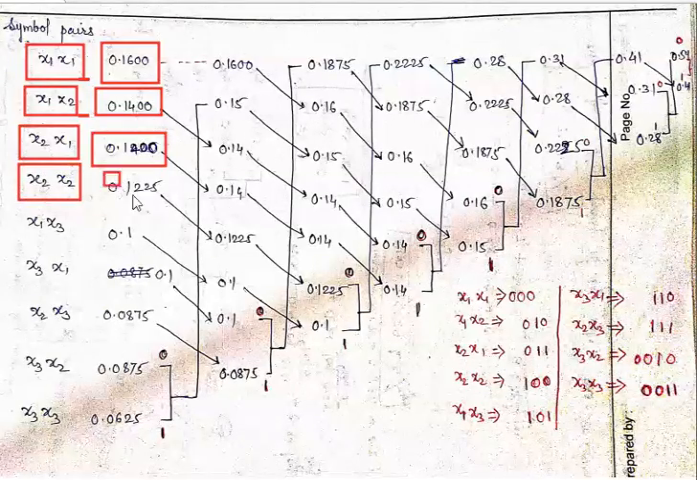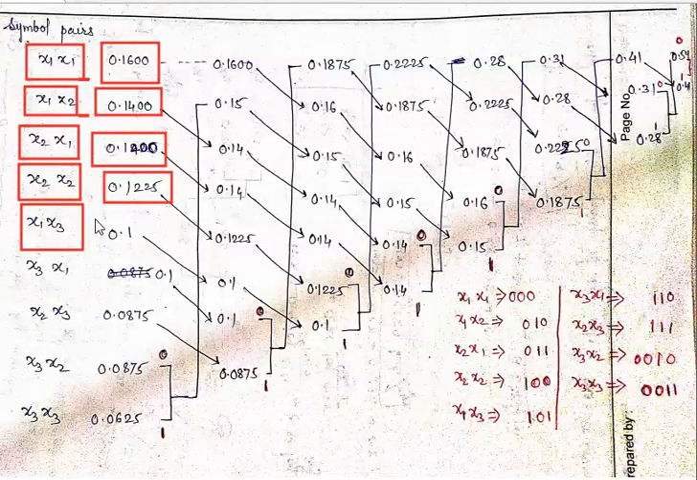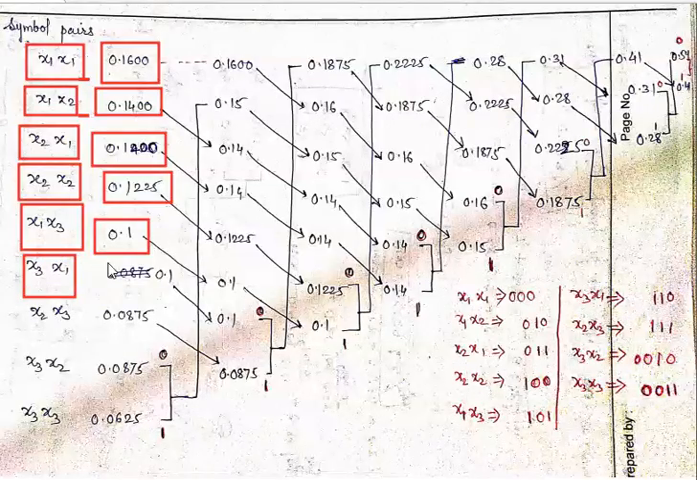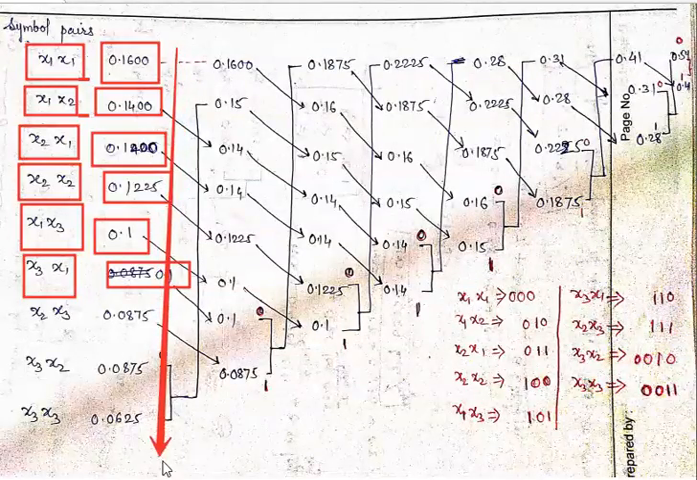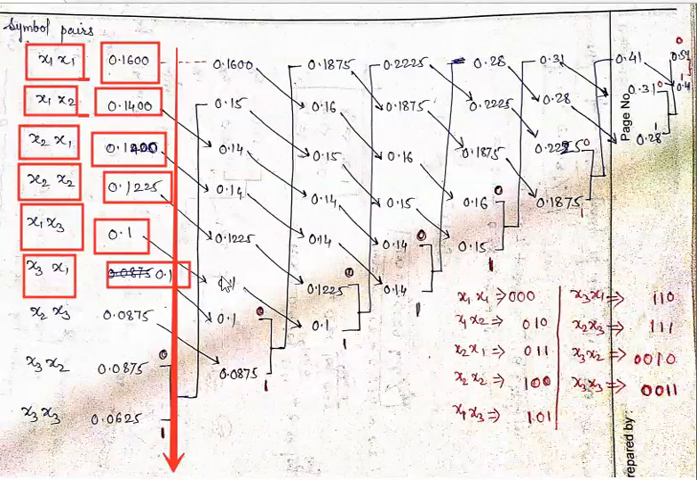Next time it will be x2 x2, it is 0.1225. Next time it is x1 x3, 0.1. It is the same as x3 x1, that is again 0.1. So this is how all these probabilities are arranged in descending order of their values. The next obvious thing which we are going to do is select the lower two probabilities, and whatever result you get for these lower two probabilities, you need to put at the appropriate location.